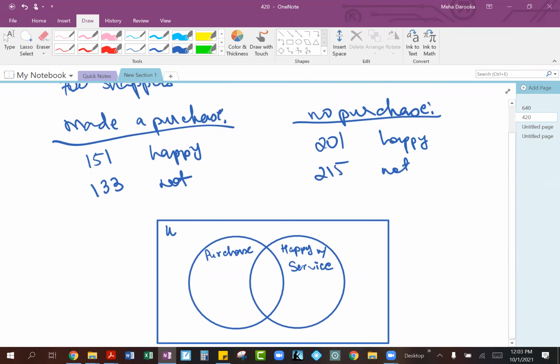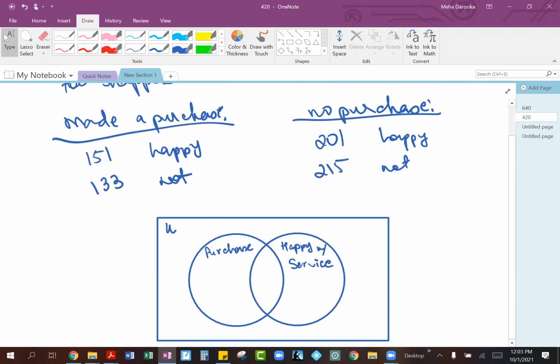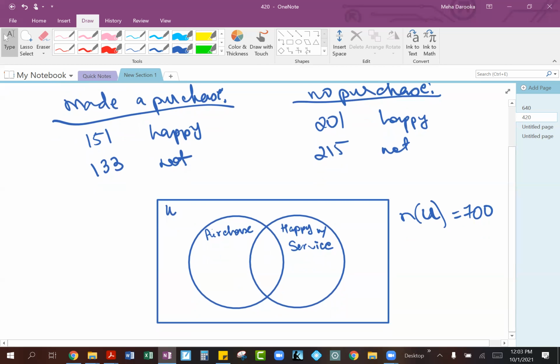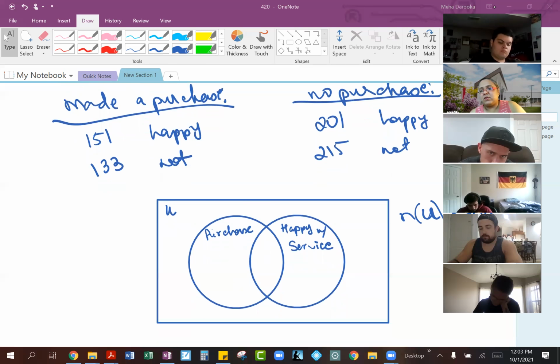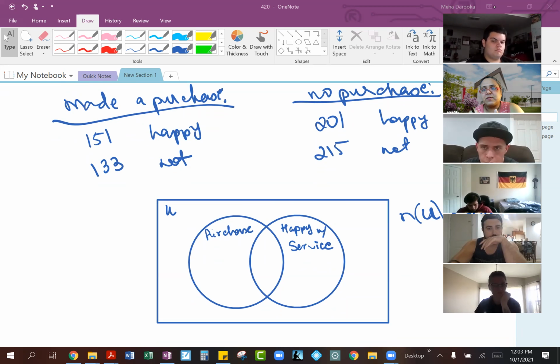All right, so looking at the total information, we know everything inside the rectangle has to add up to the total number of shoppers. So that's going to be a total of 700 people. Now looking at the people who made the purchase, they're telling us 151 were happy, 133 were not. For those who did not make a purchase, 201 were happy, 215 were not. So just take a second, guys. Think about it and tell me where we should place 151, people who made a purchase and were happy with the service.